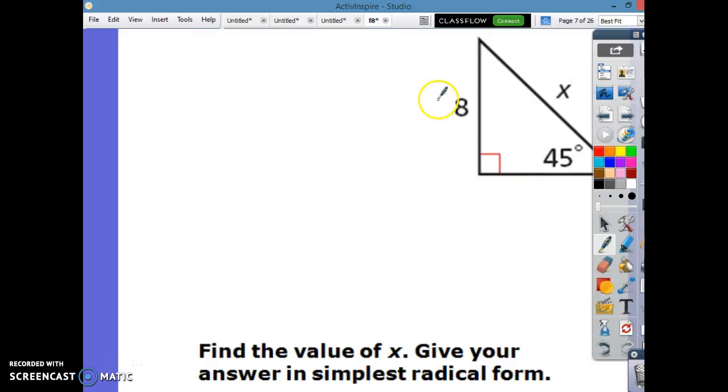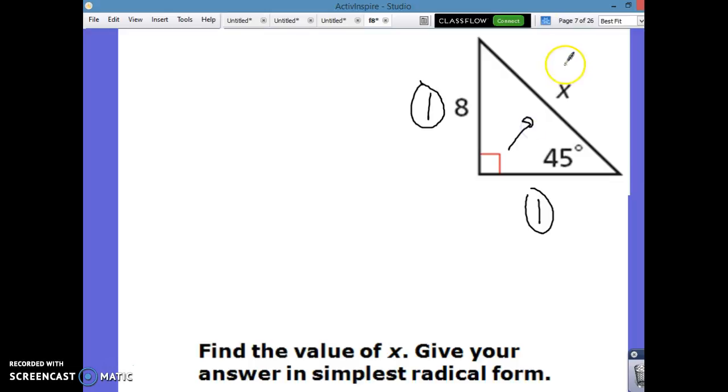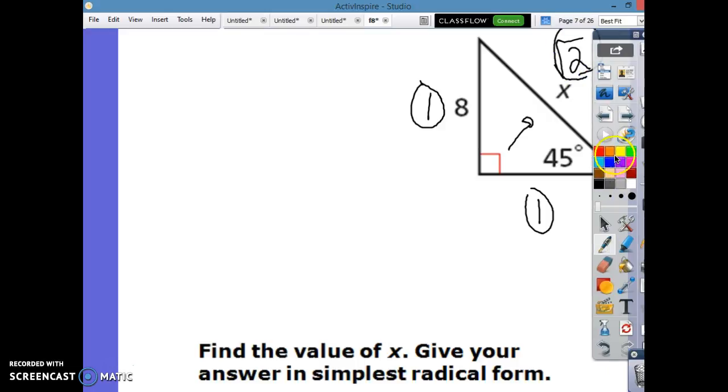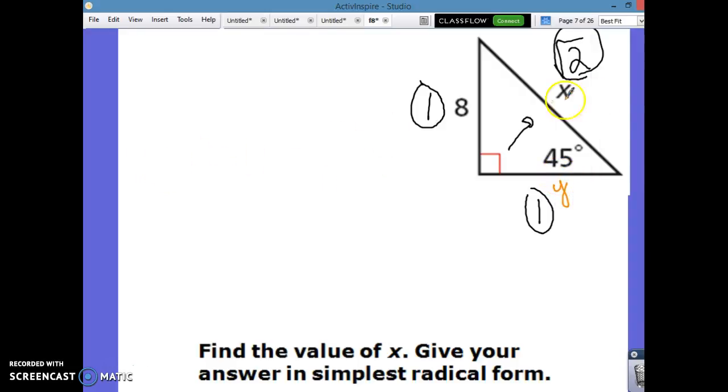Now, let's go over again the lengths for these right triangles. Any 45, 45, 90 triangle is going to have the same corresponding lengths. 1 for the leg, the other leg will be 1, and then the hypotenuse, which is across from the right angle, is always going to be the square root of 2. Now we need to solve for y. We already found out what x was. Let's set up a proportion for y.